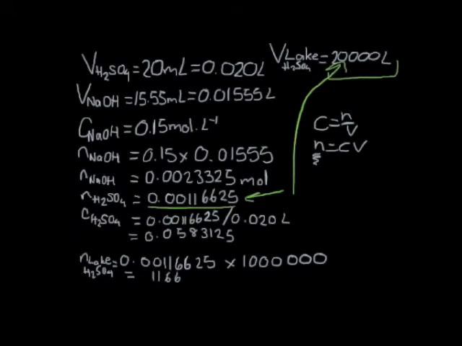So the total number of moles in the lake is 11,662.5 moles. And again, we're not done. So that's the number of moles in the lake. We now need to calculate how much sodium hydroxide we need to neutralise that. So we'll need to have another look at our formula to remind ourselves about the number of moles.